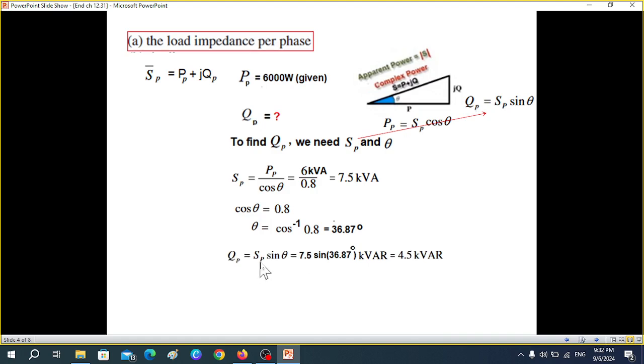So QP is SP sine theta, 7.5 kVA, sine of the angle. And for Q, which is a reactive element, instead of kVA, we'll write kVAR for reactive, just to distinguish that this is reactive power. And so solving this, you can get 4.5 kilovolt ampere reactive.